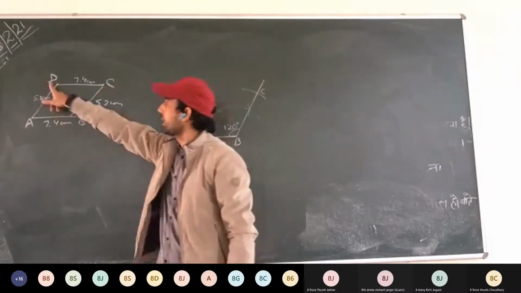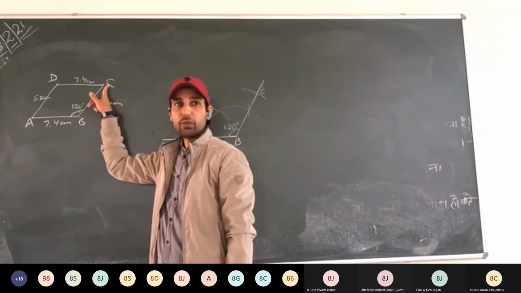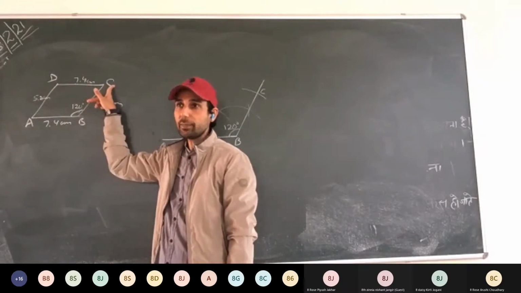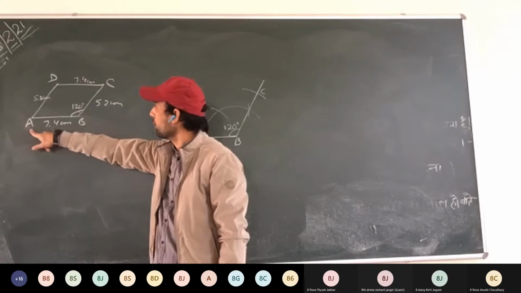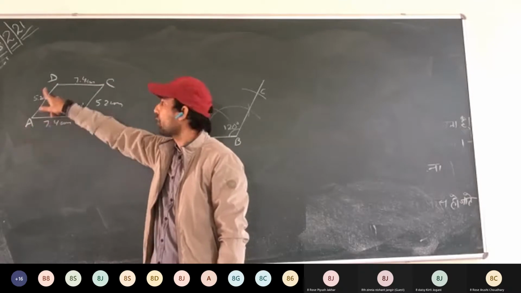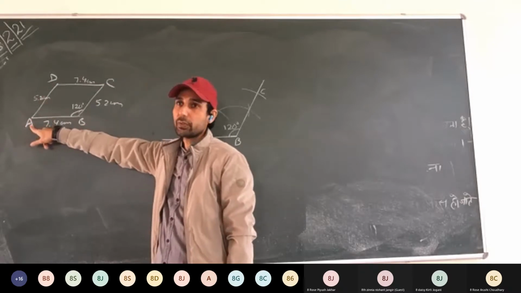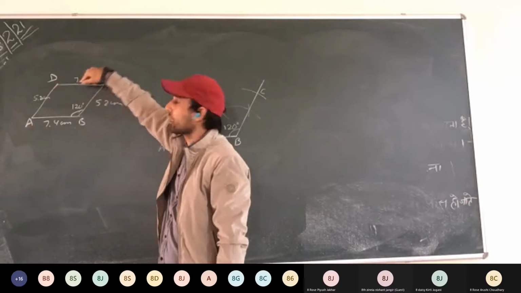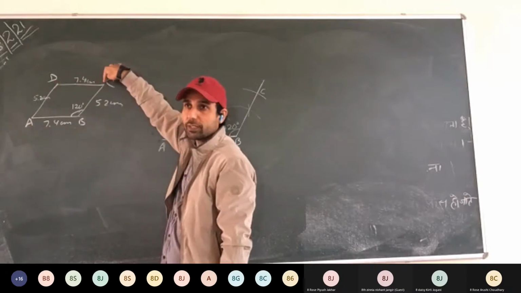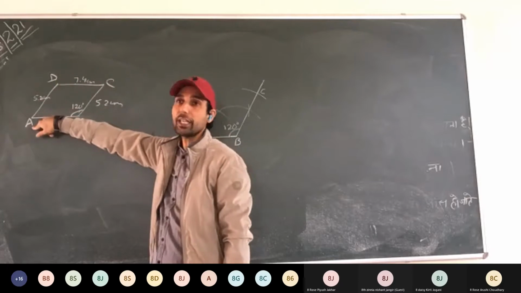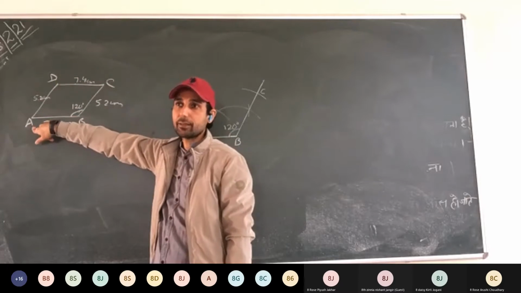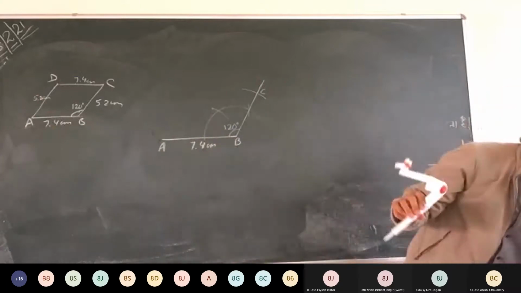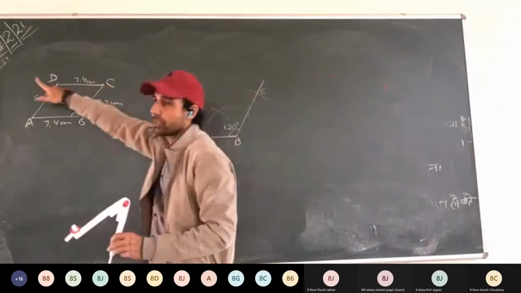Now see here, D is how far from C? 7.4 centimeters. And how far from A? 5.2. So we have to find a point such that it is 7.4 centimeters away from C and 5.2 centimeters away from A. So what we will do, we take radius of first 7.4.